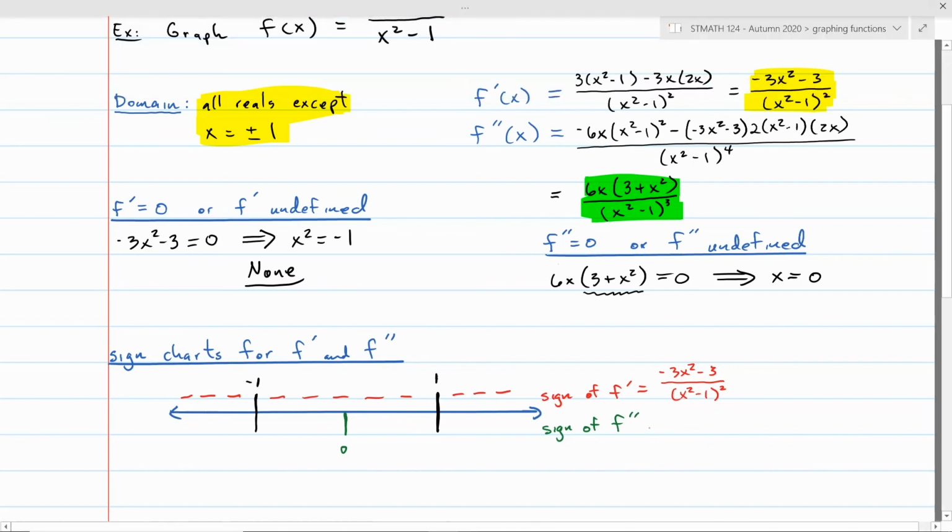Now the second derivative, as we saw, was 6x times (3 plus x squared) all over (x squared minus 1) cubed. So I want to test the interval to the left of negative 1. If I plug, say, negative 2 into the second derivative, I would get negative 12 times something positive over something positive. So that'll be negative. So the second derivative is negative over here.